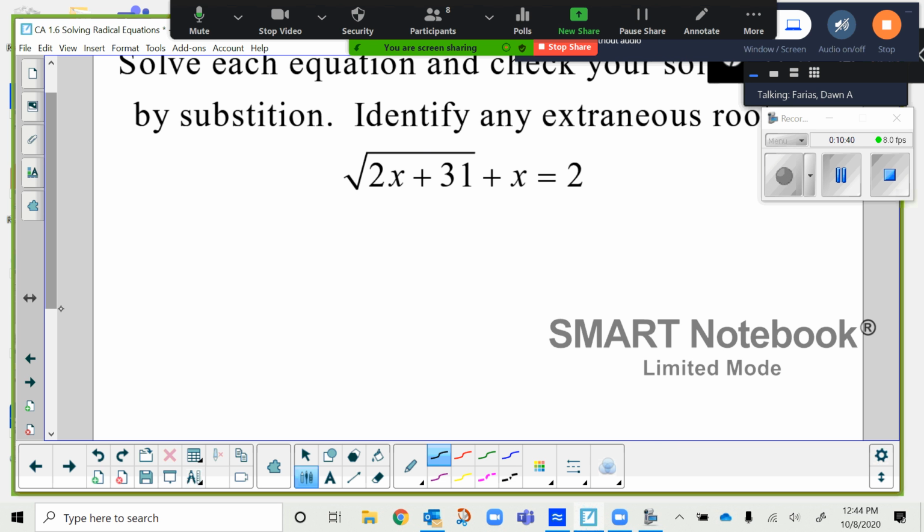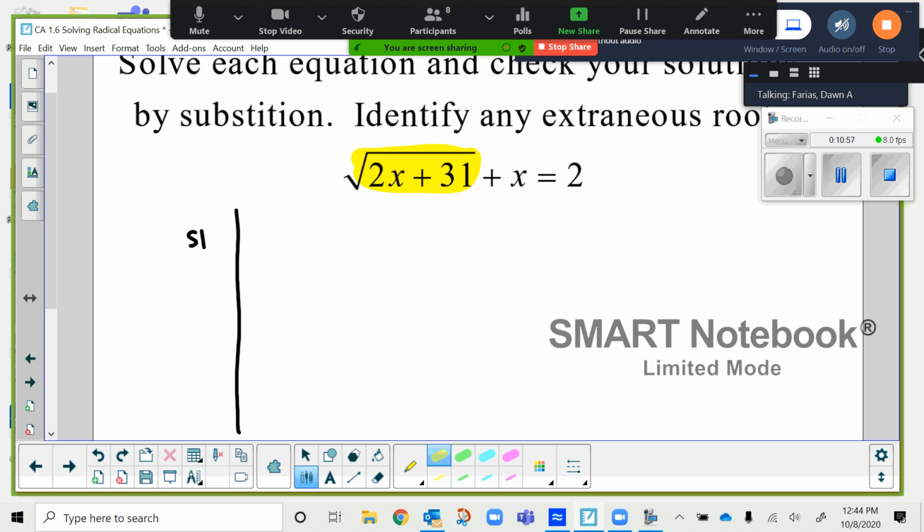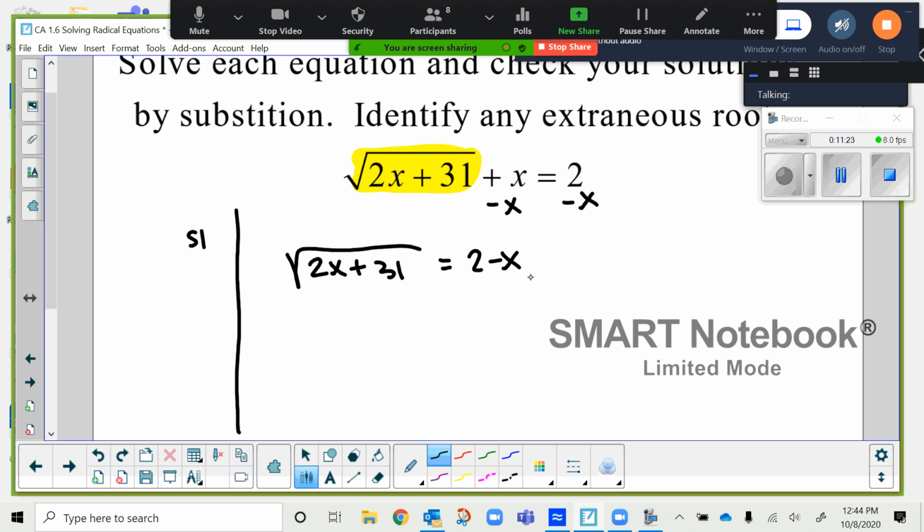It's square root of 2x plus 31 plus x equals 2. And we start out the same way. Step 1 is isolating the radical. So let's be sure we know where that is. It's just this piece right here. But it's not isolated yet, meaning it's not alone. It has a plus x on the outside. So we need to undo that plus x by doing the opposite. So now I have square root 2x plus 31 equals 2 minus x.